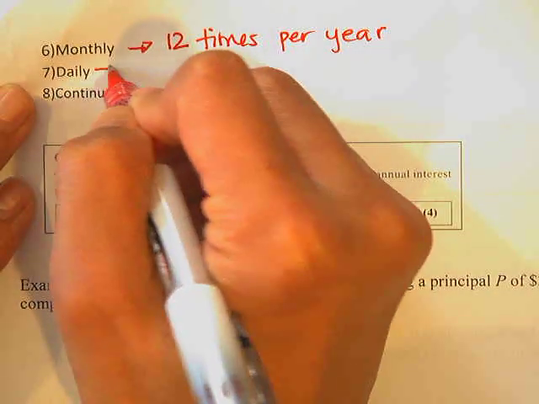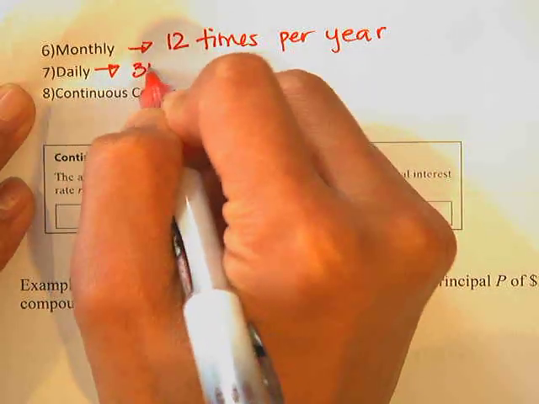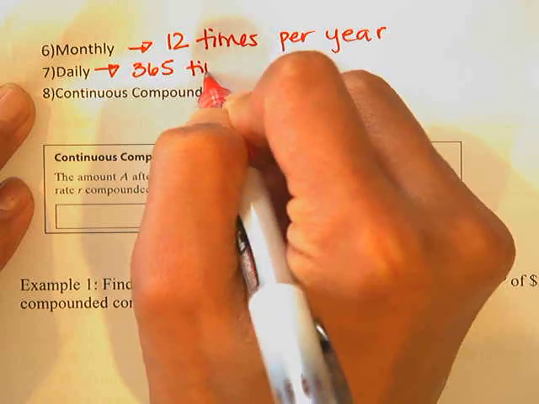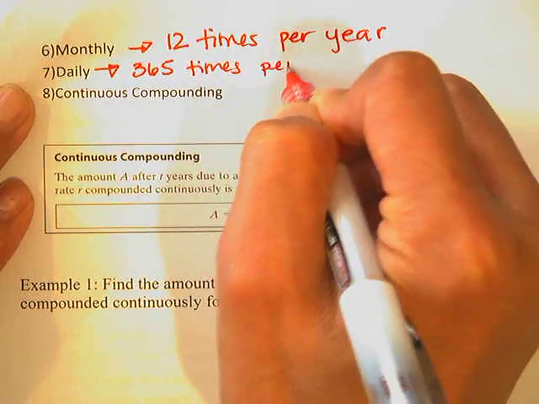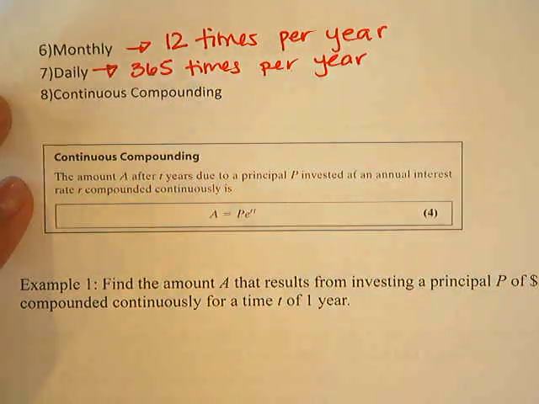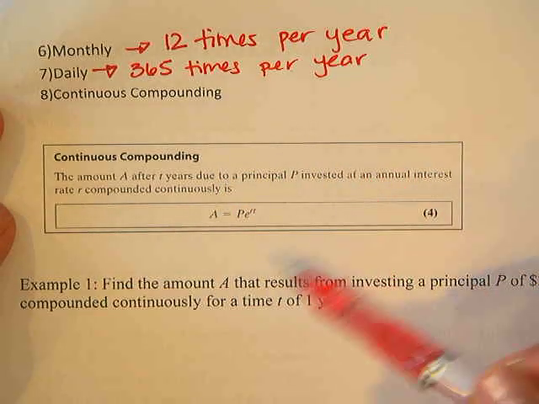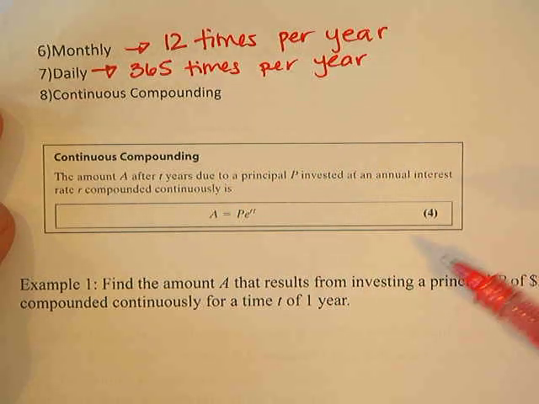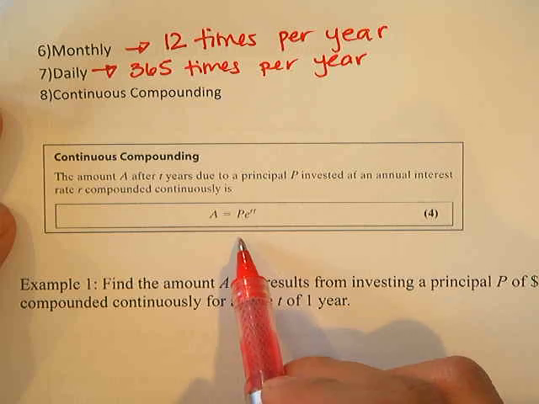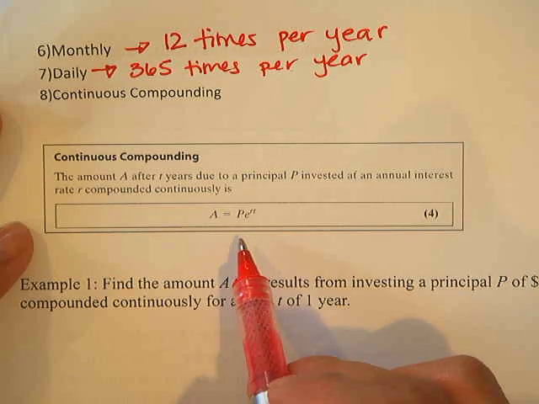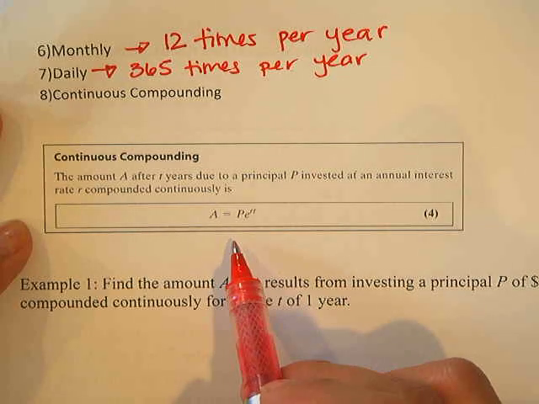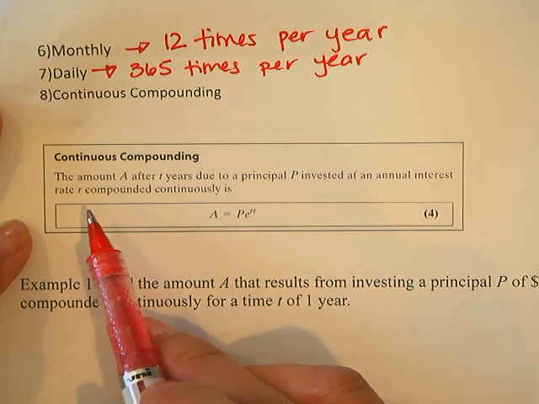And daily, we're always going to use 365 times per year. Continuous compounding is going to keep on compounding forever. So we're going to use e, which is sort of a review of Algebra 2. So this is really not new to many of us, okay?